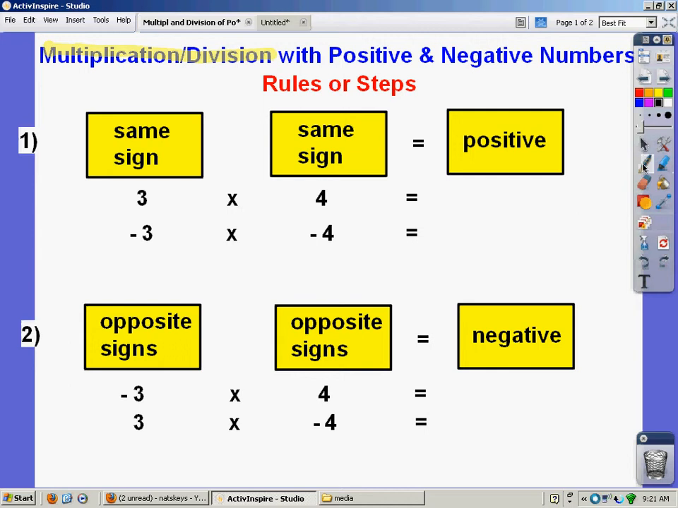Well, let me step back. For multiplication and division, the rules are much simpler than addition and subtraction of positive and negatives. In fact, there's only really two rules to keep track of. The first rule, I'll get right into it. Let's say these yellow boxes represent two numbers, and they have the same sign, whether it's both positives or both negatives.